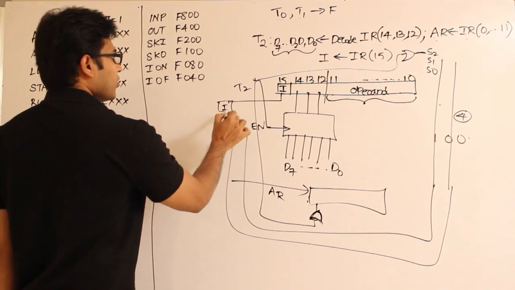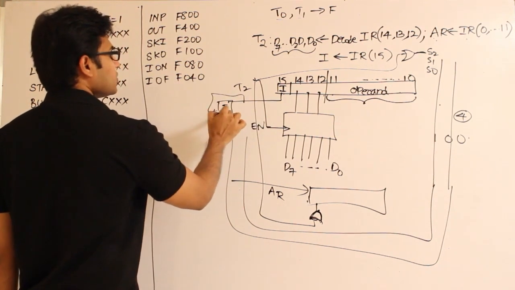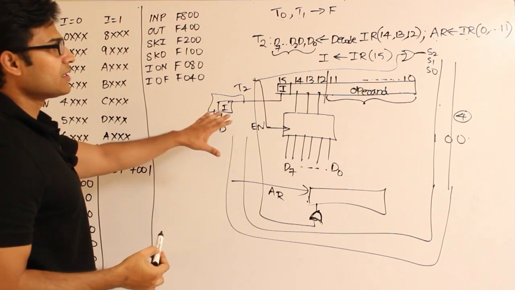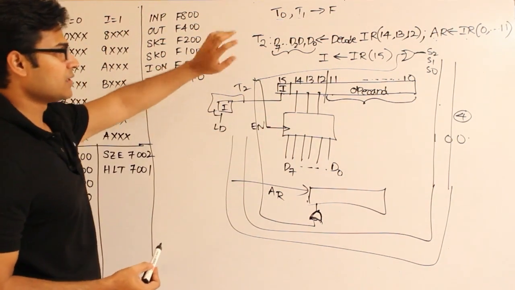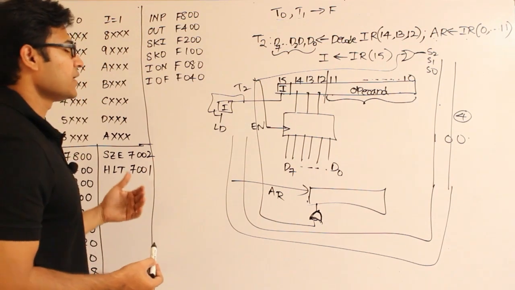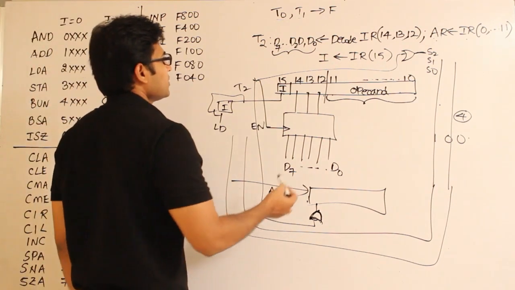and to the load input of the flip-flop I'll give T2, right? If this is T2, I'll give T2. Therefore the T2 signal will be given to all the places appropriately, so that these three micro operations will take place. So what are the three micro operations?